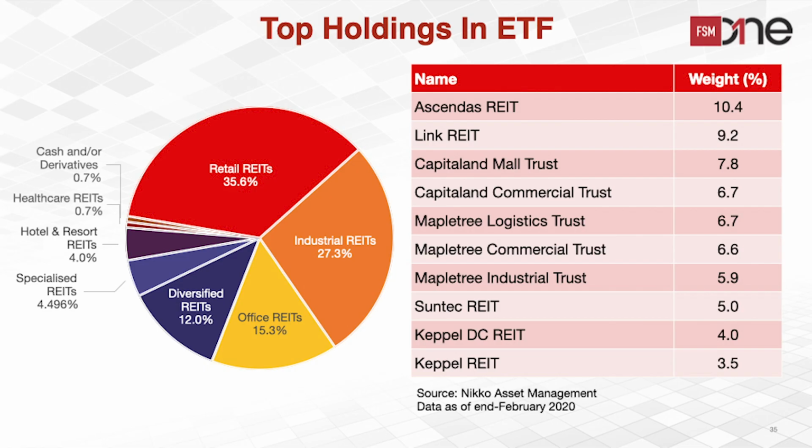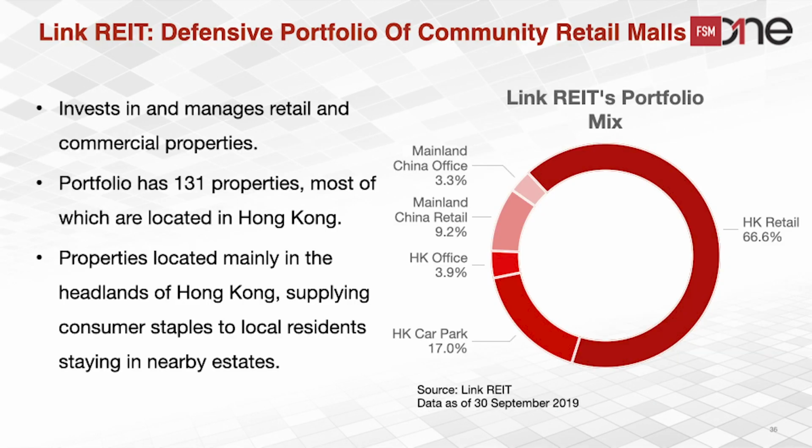So some of the top holdings inside the ETF, I think most of them you should be able to know. These are top names in the S-REIT space. The only exception here is Link REIT, which has about a 9.2% allocation. So I just wanted to go through very briefly what Link REIT is invested in. Link REIT is a Hong Kong REIT, and it invests in and manages retail and commercial properties in Hong Kong. And its portfolio is very defensive because it has a portfolio of largely community retail malls.